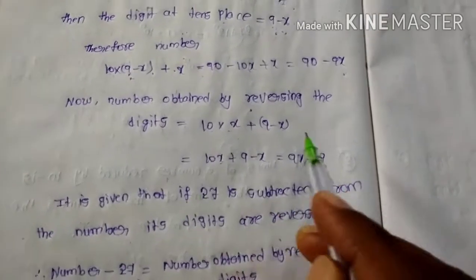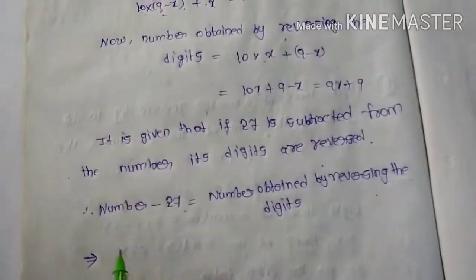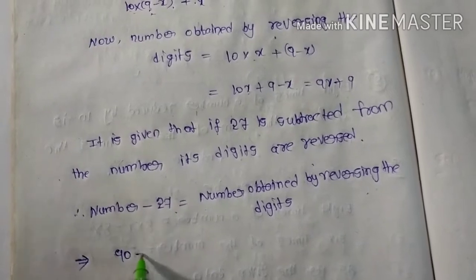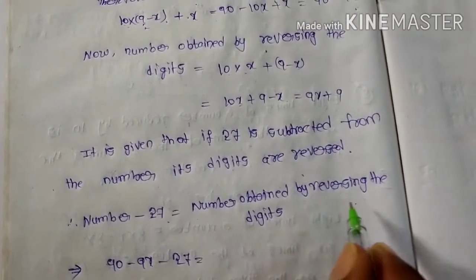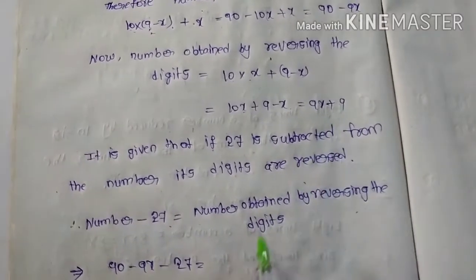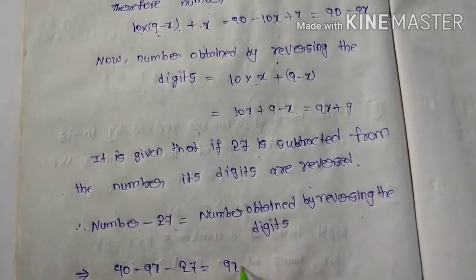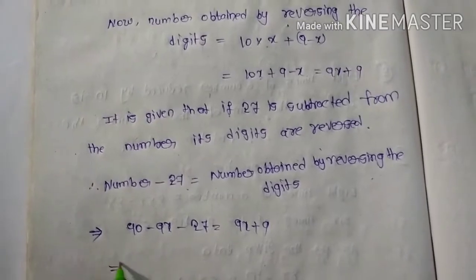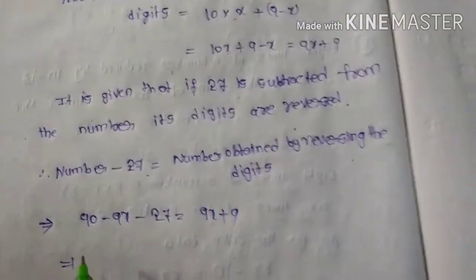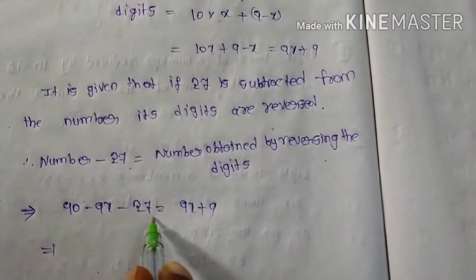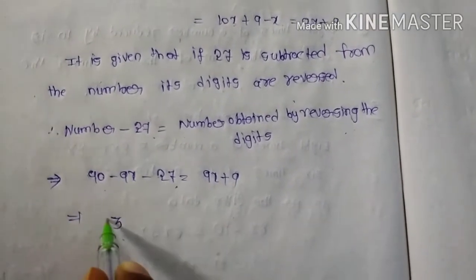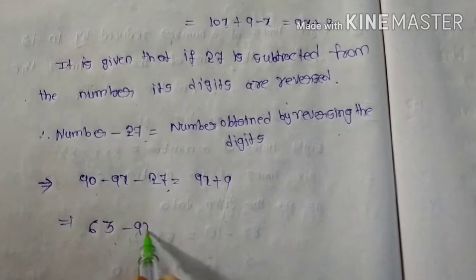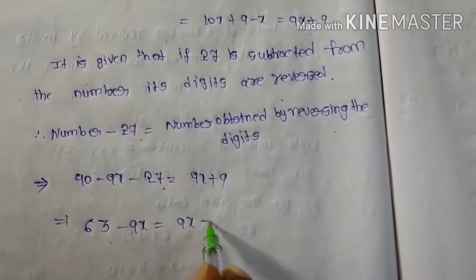What is the original number? The original number is 90 minus 9x. So we write 90 minus 9x minus 27 is equal to the number obtained by reversing the digits, which is 9x plus 9. Now you can solve this as a simple equation. 90 minus 27, how much is it? 63. So 63 minus 9x is equal to 9x plus 9.